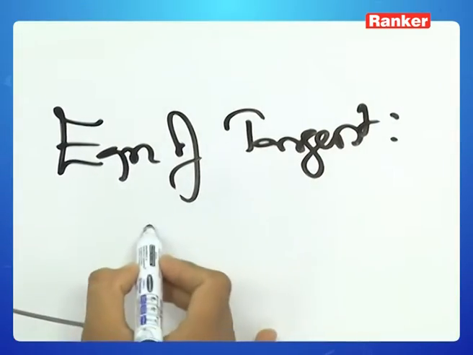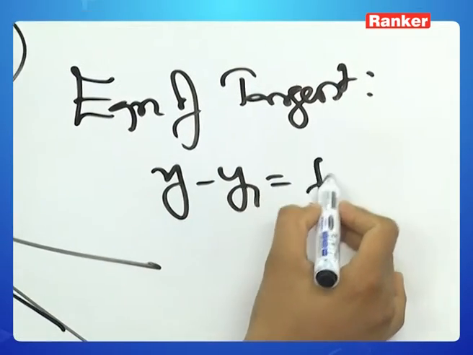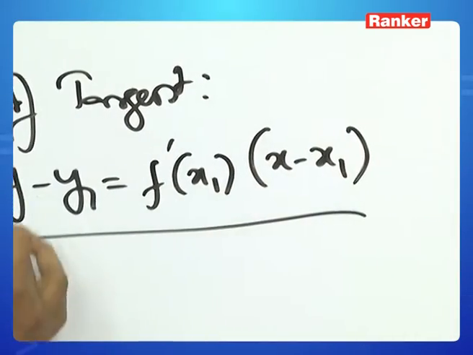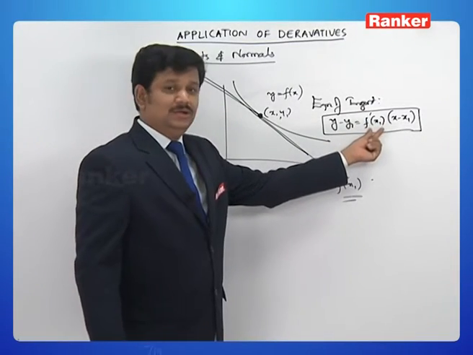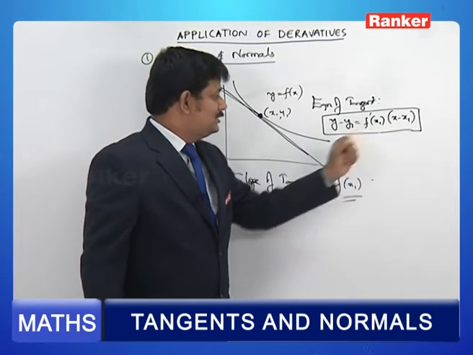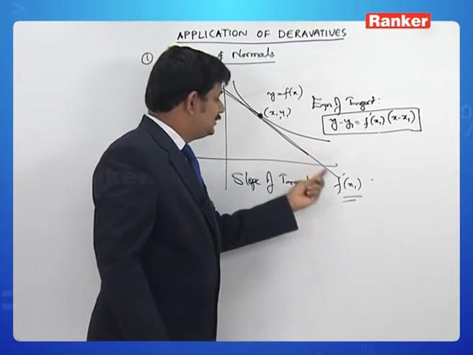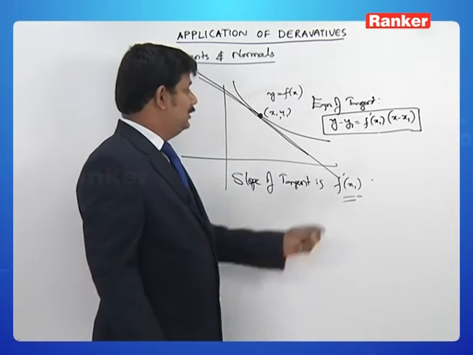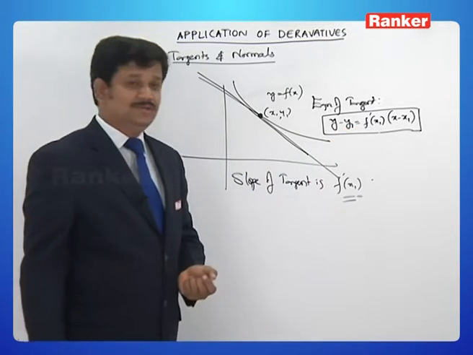as y minus y1 is equal to slope, f dash of x1, into x minus x1. Y minus y1 is equal to f dash, derivative of the curve dy by dx at the point x1 comma y1, into x minus x1. Here we are using the slope point form of a straight line. Slope of the tangent line is f dash of x1 and it is passing through the point x1 comma y1. So, equation of the tangent would become y minus y1 is equal to f dash of x1 into x minus x1.